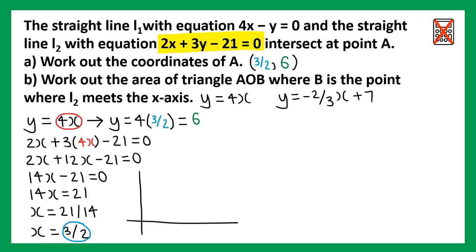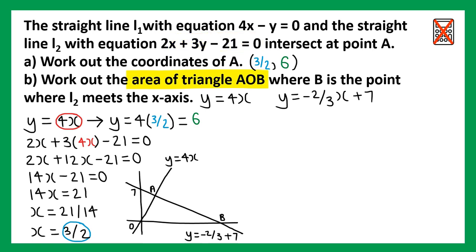Sketching how the lines interact with each other, y equals 4x would look something like this, and y equals negative 2 over 3x plus 7 will be a lot shallower, going down from left to right, and go through the y-axis at the point 7. O is the origin, A is where they intersect, and B is the point where L2 meets the x-axis. We're required to find the area of AOB, which is this area highlighted on the diagram.